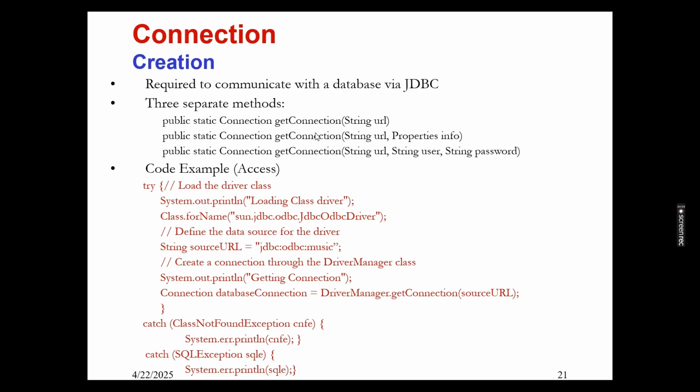Here, within getConnection, the connection class has a getConnection method, which has three forms. One method is with only the URL, another method is with the URL and the properties, and another method is with the URL, username and password. Based on the type of database and the information, we can use any one of these methods. So just check how the process is going on. No need to worry about what type of driver is used here.